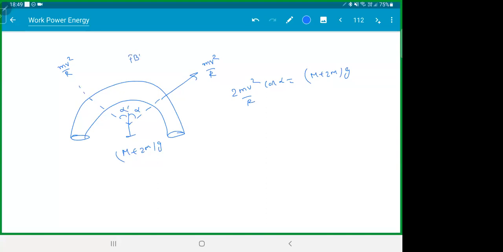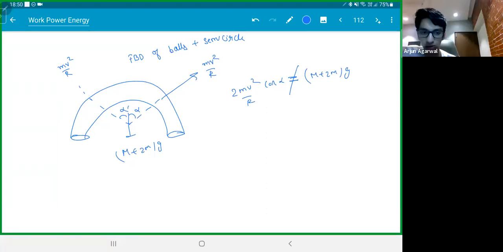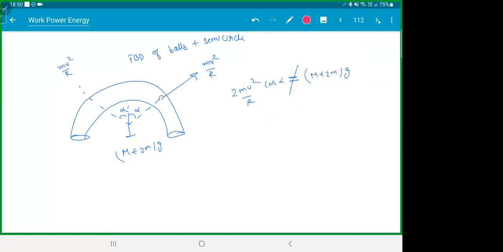So basically I'm taking the FBD of the balls plus the semicircle. This is a blunder. Getting it? You can't do this. Can someone tell me why? Is it because they are moving with different velocities? Yeah, the balls have acceleration now. The semicircle is not moving, but the balls inside are accelerating. There is a tangential acceleration.